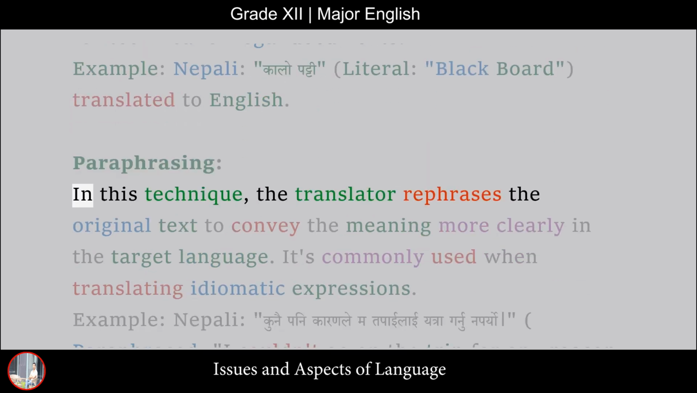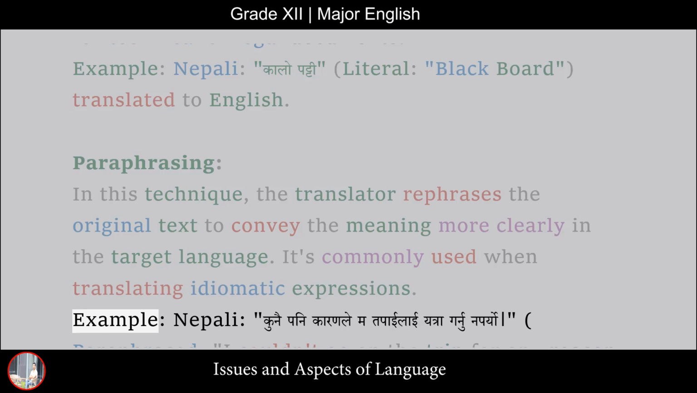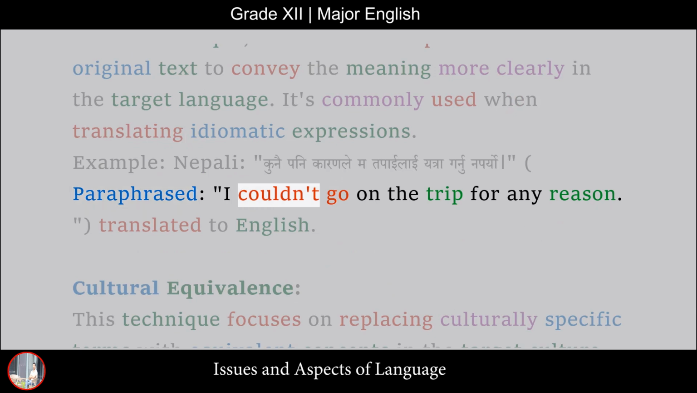Paraphrasing. In this technique, the translator rephrases the original text to convey the meaning more clearly in the target language. It's commonly used when translating idiomatic expressions. Example: Nepali, कुनै पनि कारणले म तपाईलाई यत्रा गर्नु नपर्यो. Paraphrased: I couldn't go on the trip for any reason, translated to English.